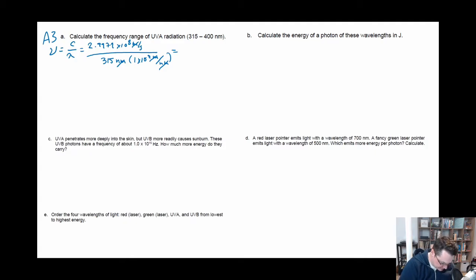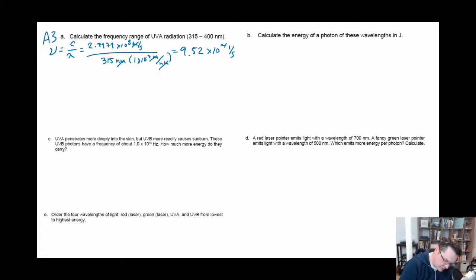What we get is 2.9979 times 10 to the 8th divided by 315 times 10 to the negative 9. That comes out to 9.52 times 10 to the 14th per second, which is what I have here, 9.52. Yep, exactly. So we can do the same thing for the other wavelength.